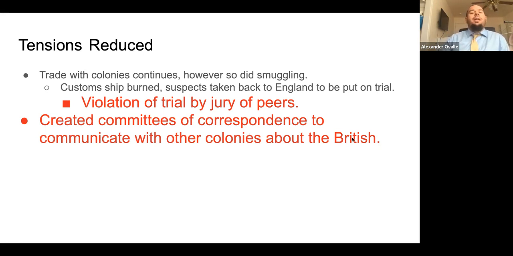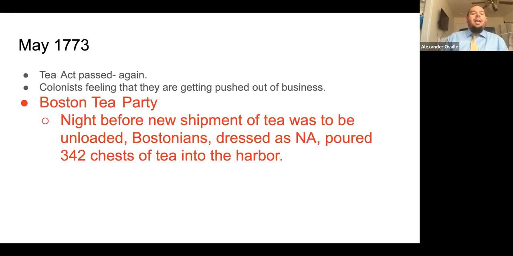So the colonists created committees of correspondence to communicate with other colonies about the British and tell them what is happening. In May 1773, another Tea Act was passed. Colonists were feeling that they were getting pushed out of business, all this money being taxed. And then you have something called the Boston Tea Party. The night before a new shipment of tea was to be delivered by the British East India Company, Bostonians dressed as Native Americans in the middle of the night. They're going to pour over 300 chests of tea into the Boston Harbor.